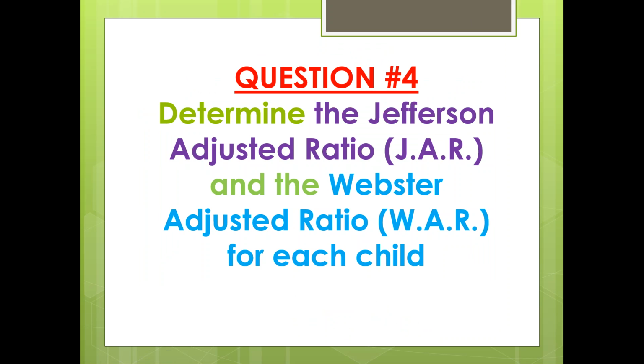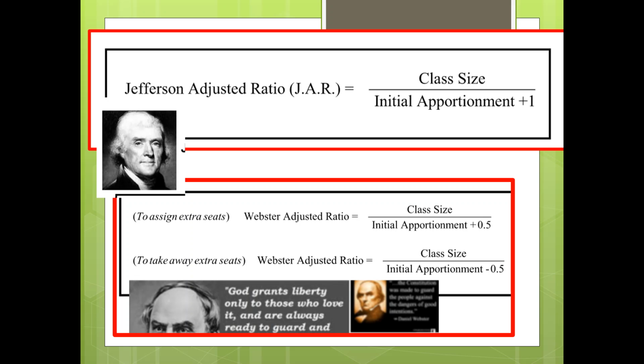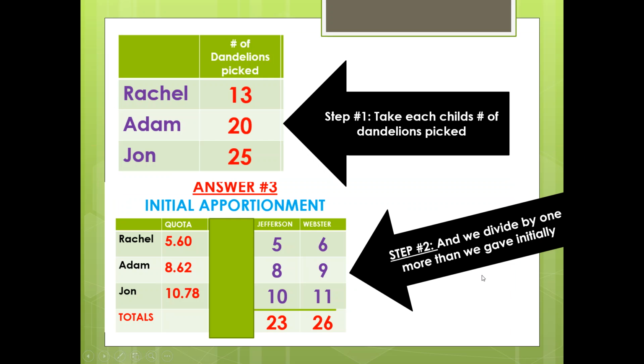The final step before we can figure out the final apportionment is to calculate the Jefferson and Webster adjusted ratios. Just a reminder, these are the formulas. Jefferson takes the class size and divides by the initial apportionment plus 1. Webster, it depends on whether you're trying to add another seat or take a seat away, whether you use the plus 0.5 if you're adding or the minus 0.5 if you're taking away. All right, so here we go.